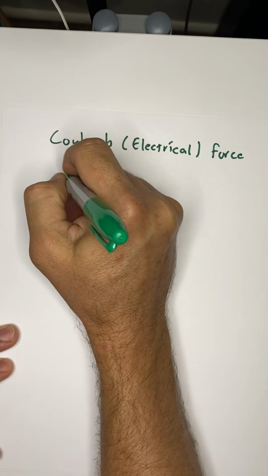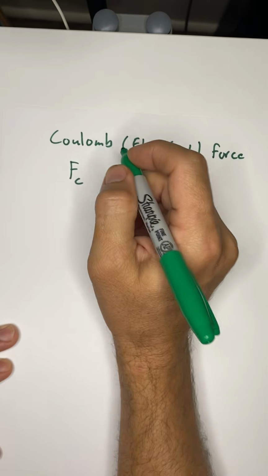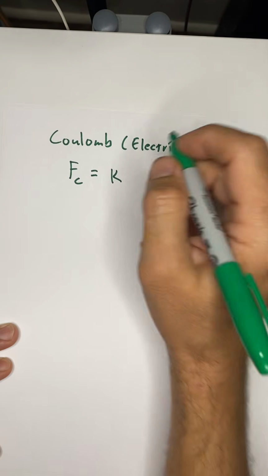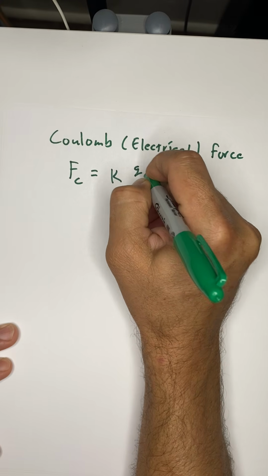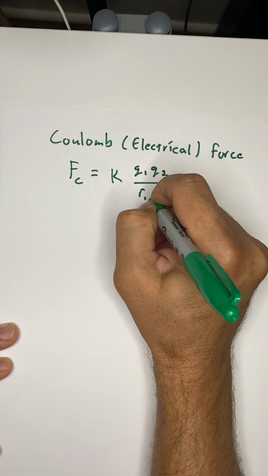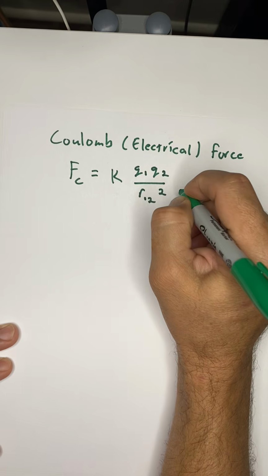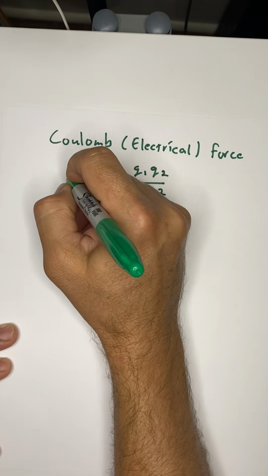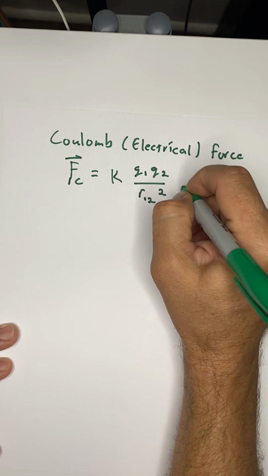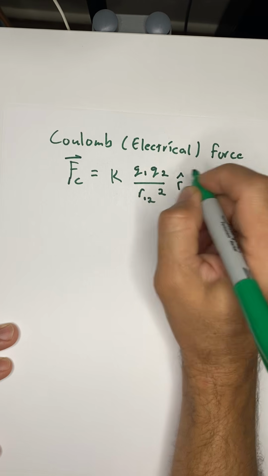We know that it arises between two charges, and I'm going to write down the form of this, usually subscripted with a C, but like I said, occasionally subscripted with a capital E. The Coulomb force is equal to K, which we'll talk about, times Q1 Q2 over R1,2 squared. And to make this a vector, because it's a force, it's got to be a vector, let me add the vector symbol here. And now we'll add this R hat here.